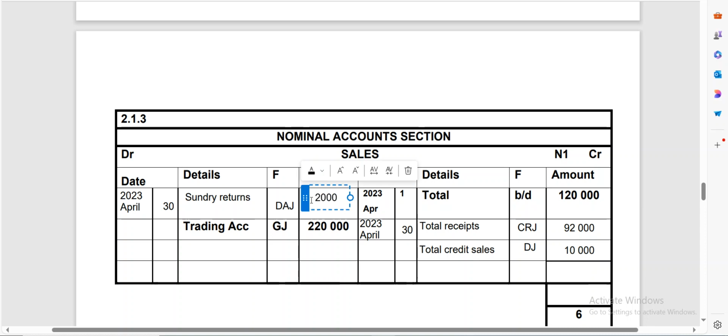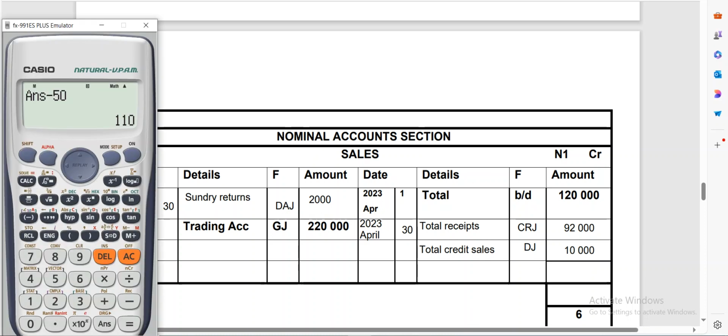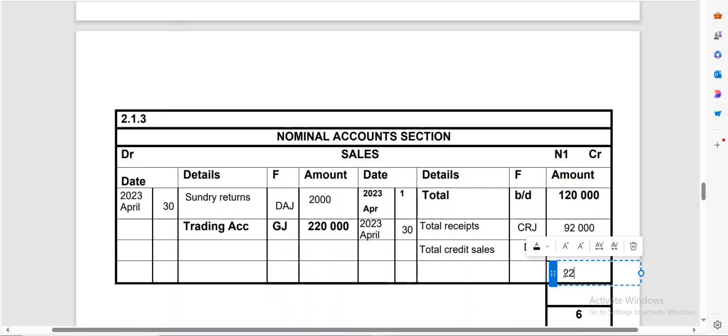Now if we have to balance this, you'll realize that there's a section where they are saying that whenever we calculate, the amount that we take to the trading account should be 220,000, but we will see if this agrees. So let's see here, when we calculate 120,000 plus 92,000 and then plus 10,000, it gives us 222,000. This is the total that we should get on each and every side. So the total on this side should be 222,000.